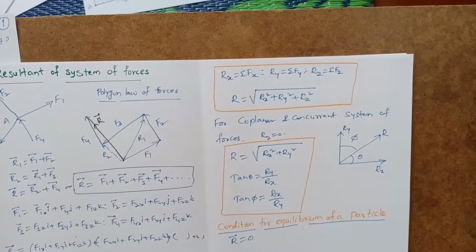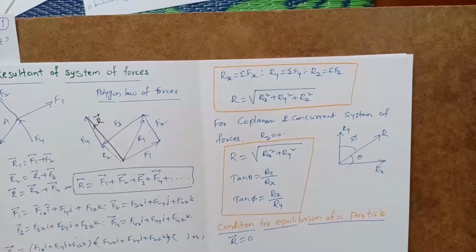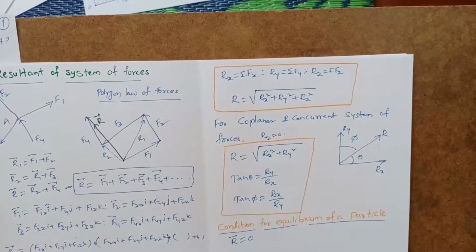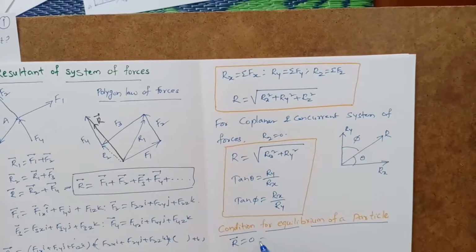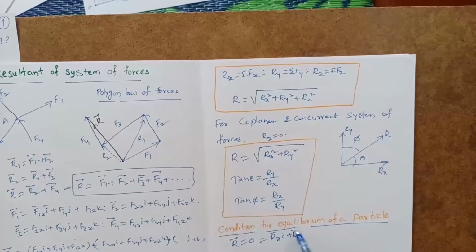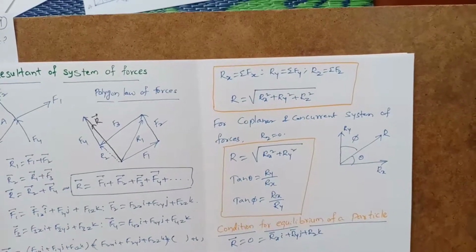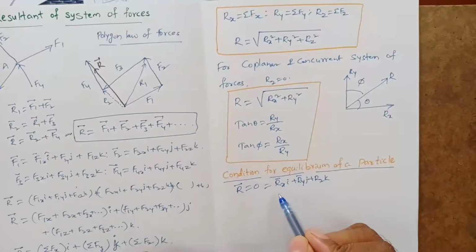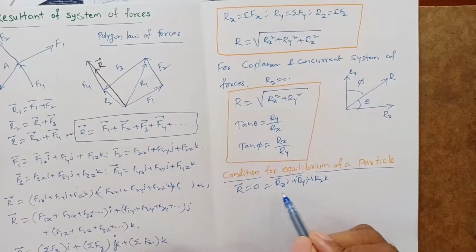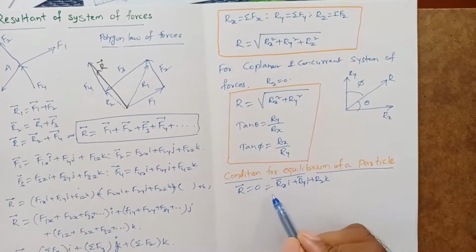It is at rest, which means, according to Newton's first law, the net force, that is the resultant force, must be equal to 0. But R bar is actually equal to what? This is Rx i cap plus Ry j cap plus Rz k cap. Further, Rx is equal to sigma Fx, Ry is equal to sigma Fy, and Rz is equal to sigma Fz. Comparing on both sides.